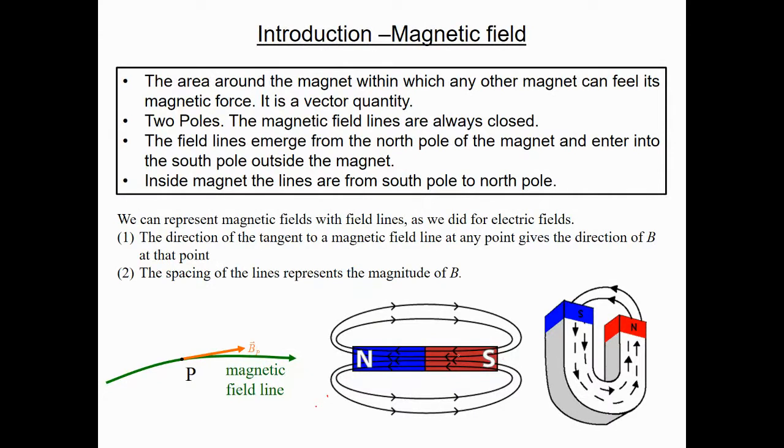Likewise, inside the magnet, your magnetic field will start in the south pole and end in the north pole. You can see the arrow mark. The arrow marks are very, very important. Outside, it starts from north to south. Inside, it starts from south to north.